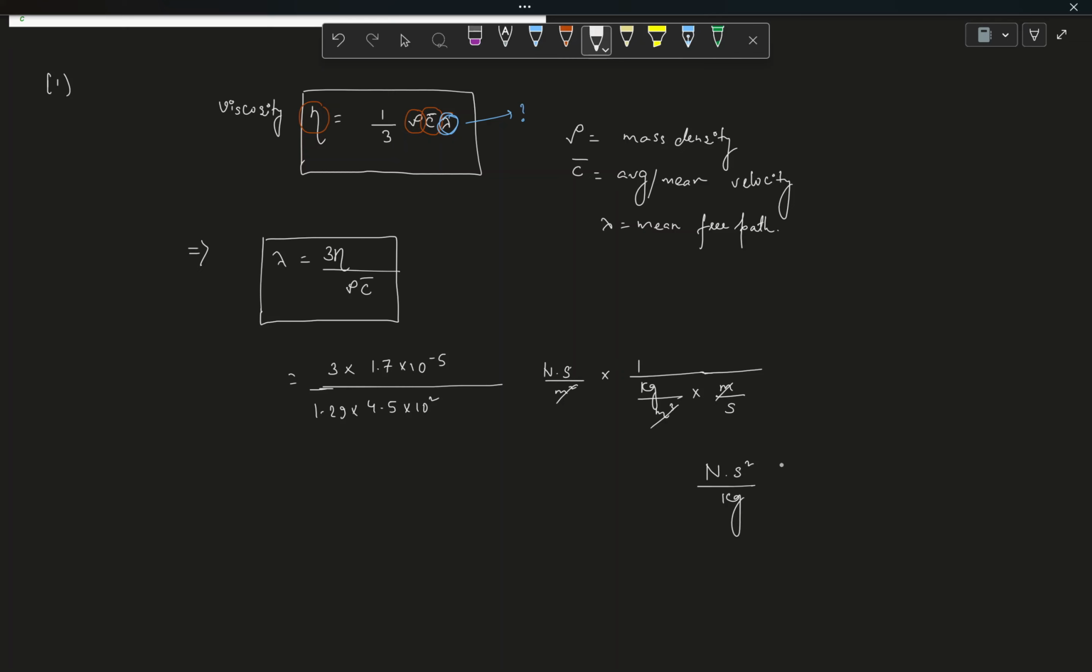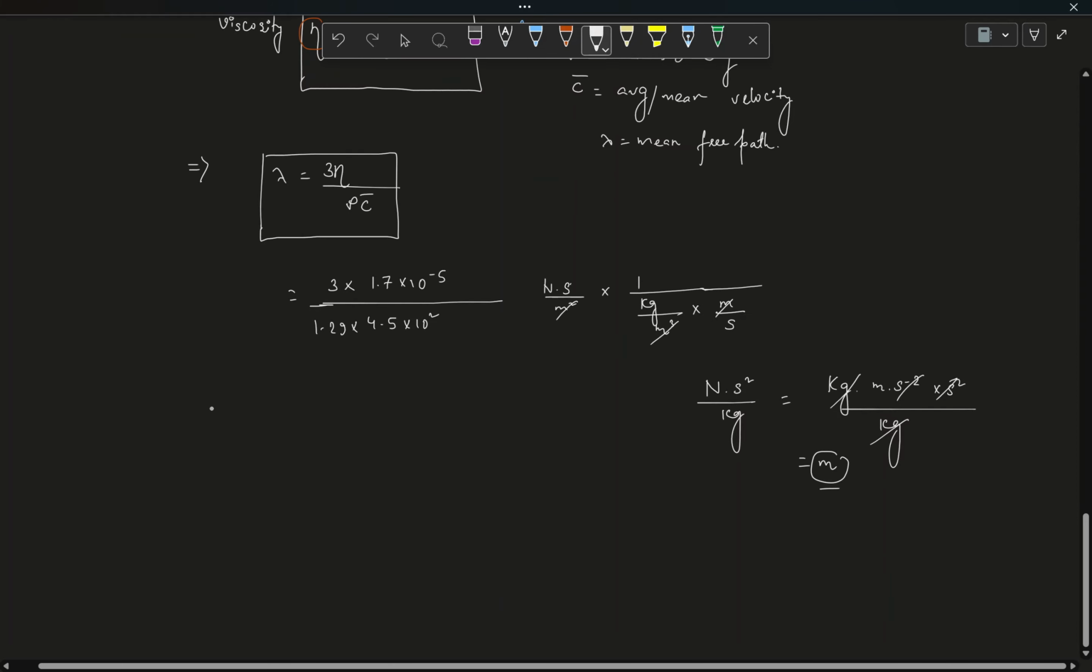Now you know that Newton is the force unit and force is nothing but mass times acceleration. So you have mass kg times acceleration, meaning length by time squared, right? So this is meter per second squared into second squared. So this is all automatically cancelling out. Then this kg and kg cancel out, giving you meter. So dimension-wise also this formula is right. Now just do the calculation.